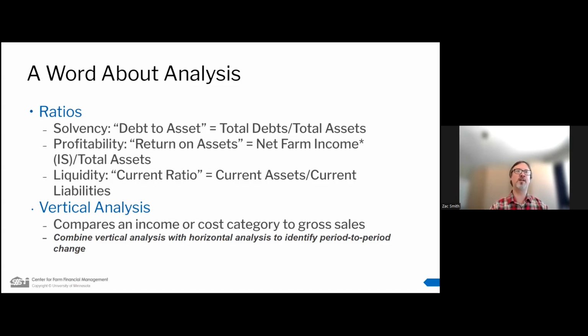For profitability, what we like to look at is your return on your assets. And that is your net farm income, which you can take from your income statement, divided over your total assets. Like I mentioned, there are a bunch of different ways to look at this. There are a lot of different ratios that people do use for profitability.